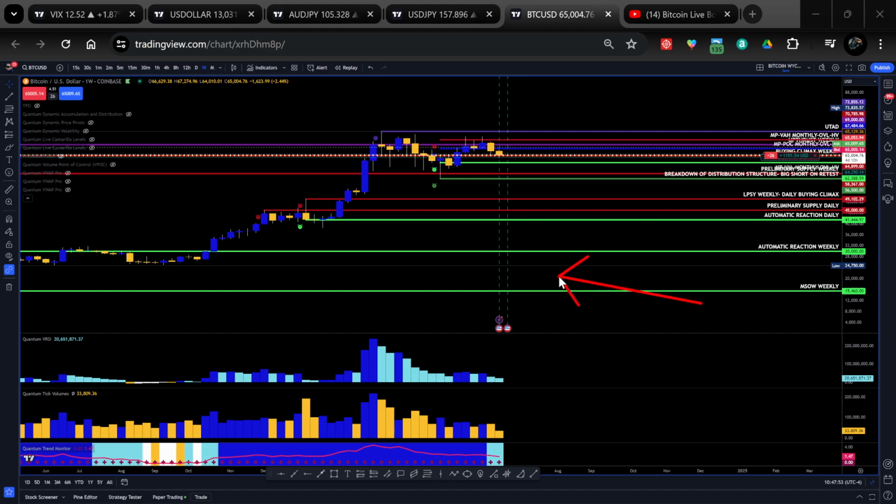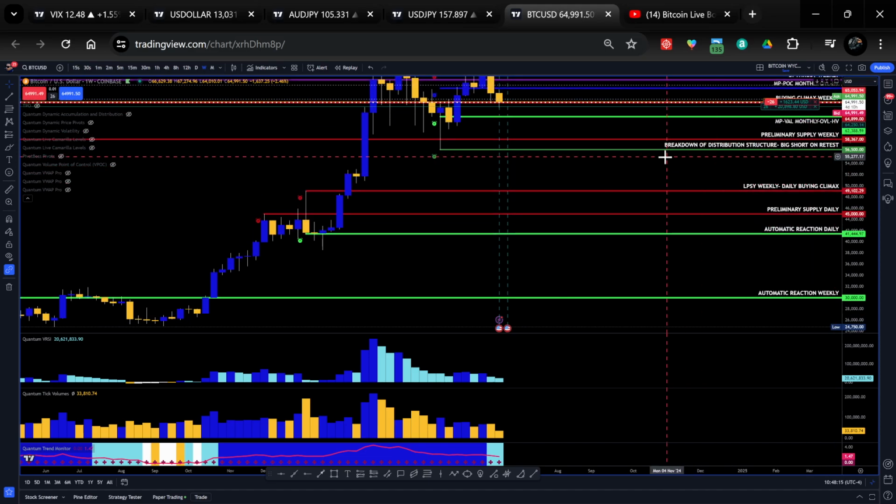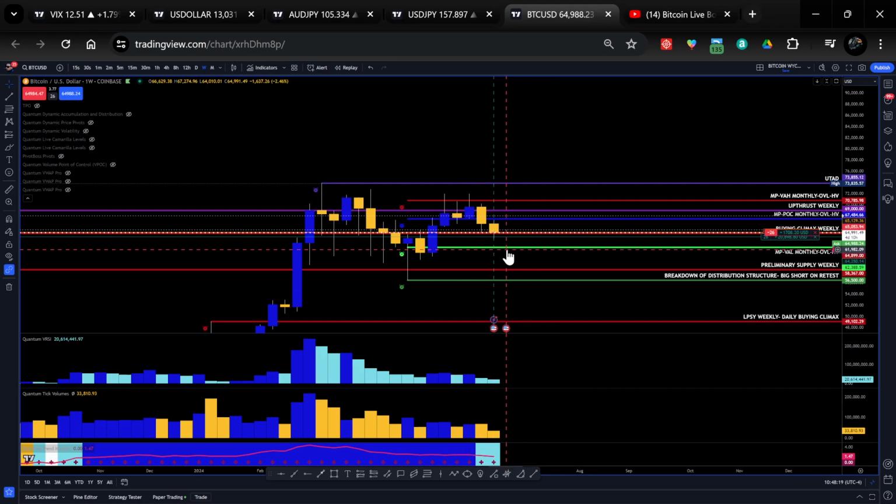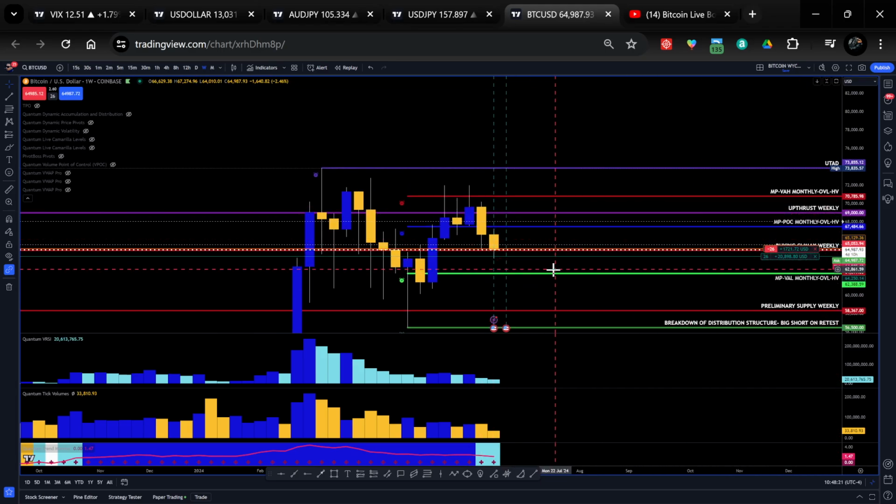So with that being said, you have to be cautious and look at certain levels of where you want to get out and where you want to get back in, right? And this is not financial advice, this is just my opinion. I'm not a CFA, so I can't give you financial advice. This is just my opinion of how I see the charts, right? So the first level here, I would say, is the monthly value area low, right?